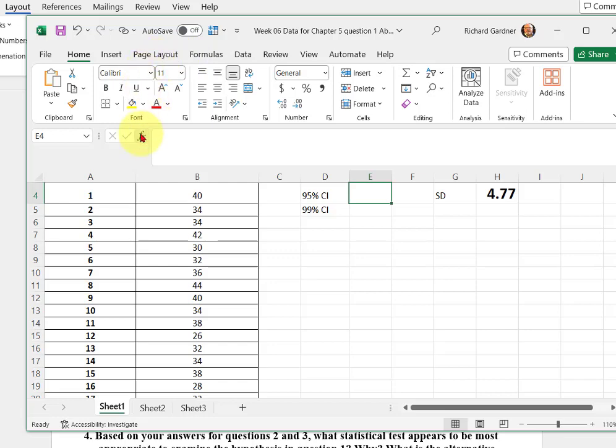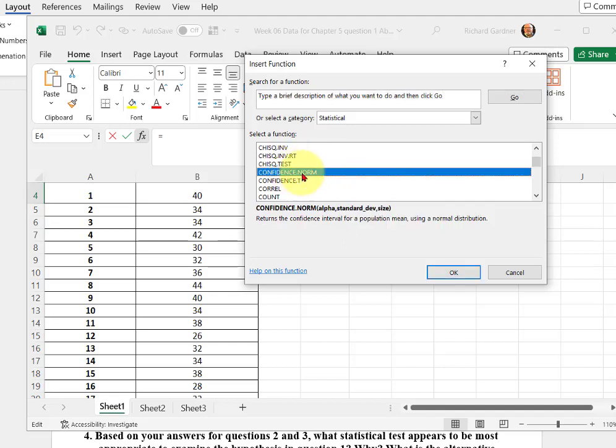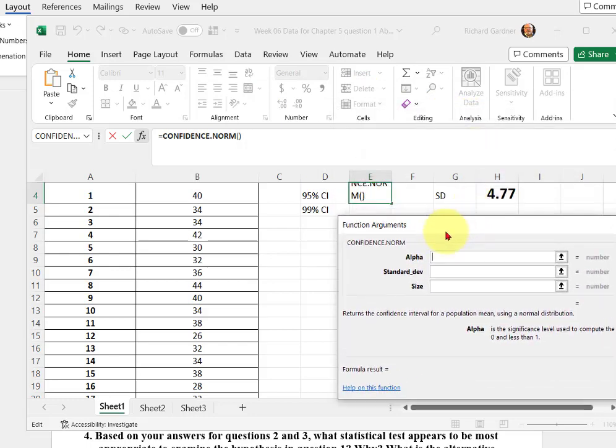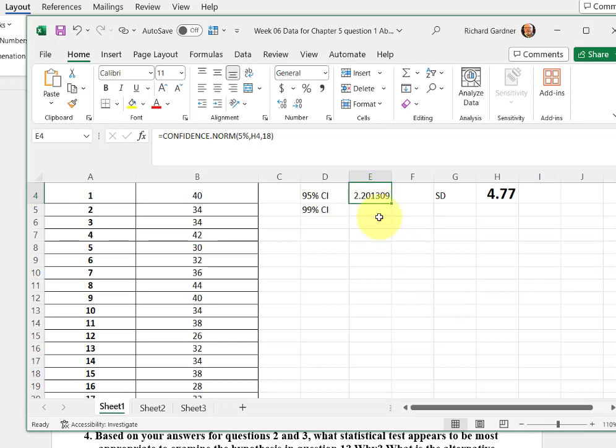And then I'm going to go to the formula bar, and I want confidence norm. There it is right there. Again, this is going to give us the margin of error, the plus or minus factor. Same thing: 95% subtracted from 100% is 5%, so I'll just stick in 5%. The standard deviation is that number, and the sample size is 18. Enter. So there's our plus or minus factor.